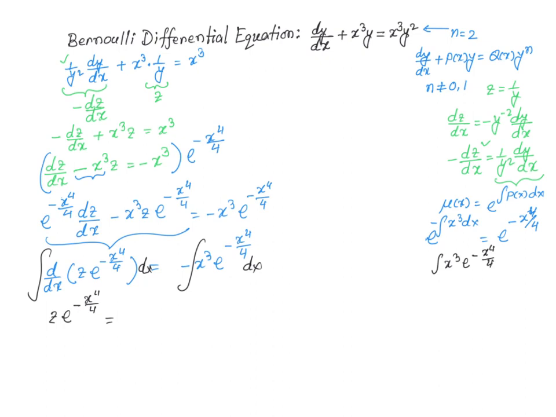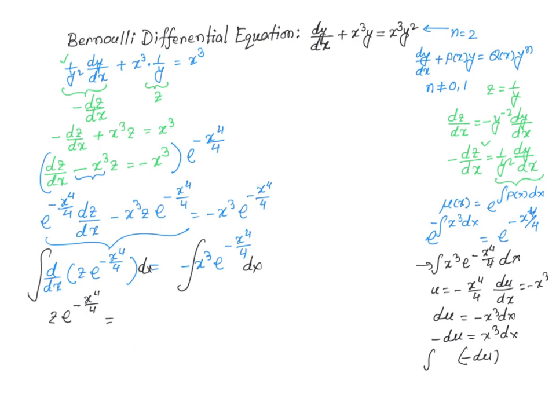So what I'm going to do is a u substitution. Let's say u is equal to negative x to the power 4 over 4. That gives me du over dx is equal to negative x cubed, or du is equal to negative x cubed dx. Equivalently, negative du is equal to x cubed dx. So if I go back to the original integral, I will have x cubed dx as negative du.